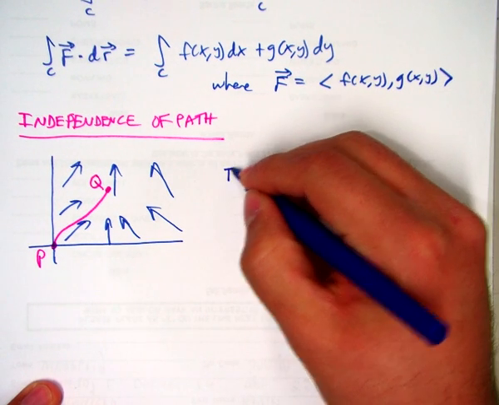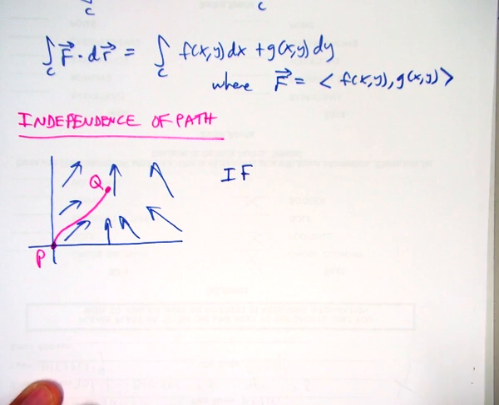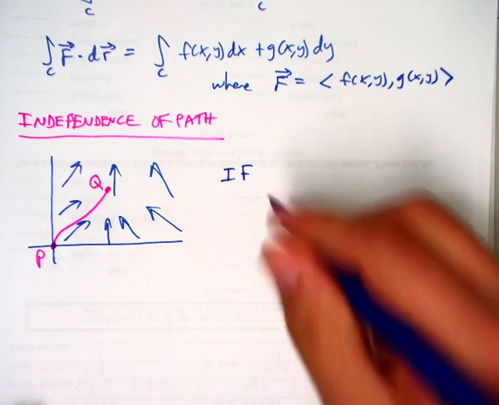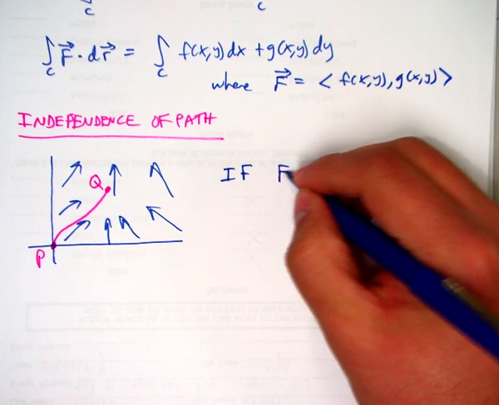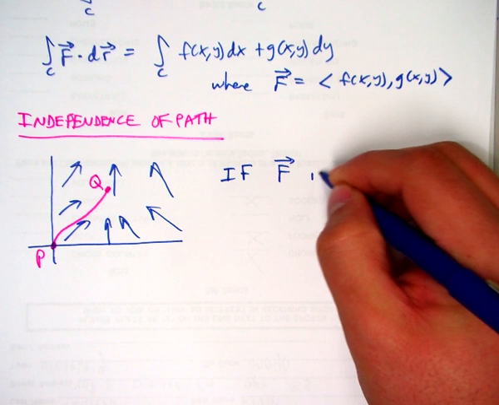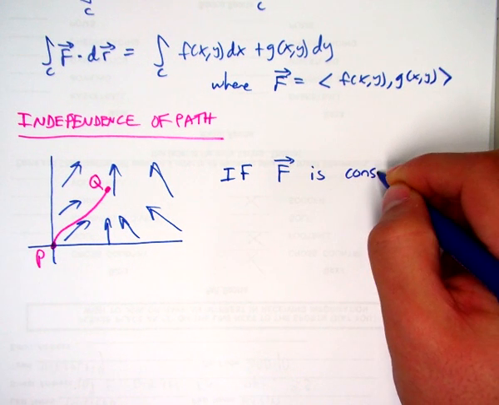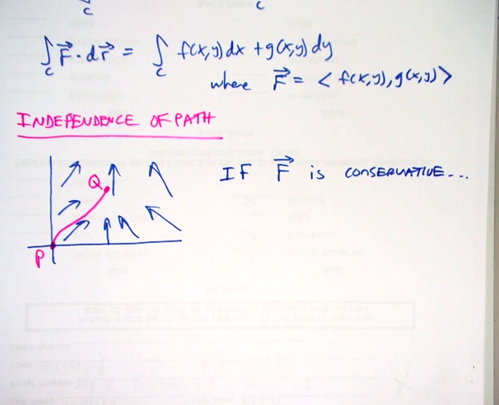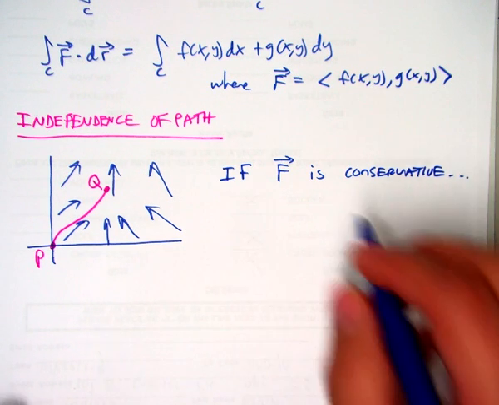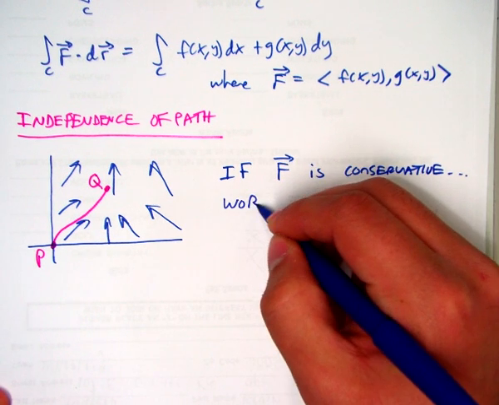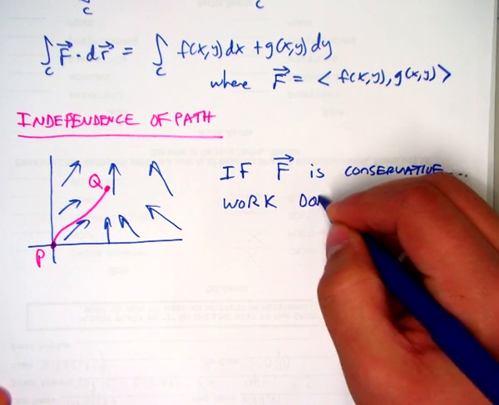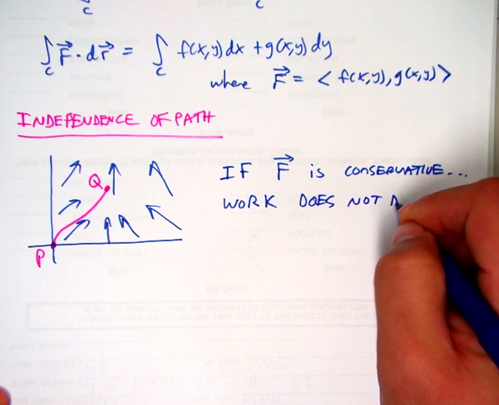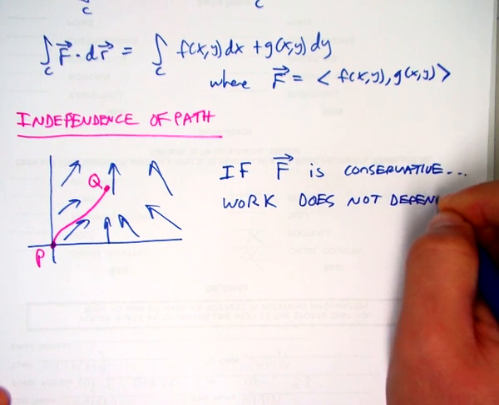The idea here is, and we'll just do the shortened version because I do want to get this one done in one day, if the vector field is conservative, meaning that the vector field is the gradient of some other function, some potential function, then the work does not depend on the path.